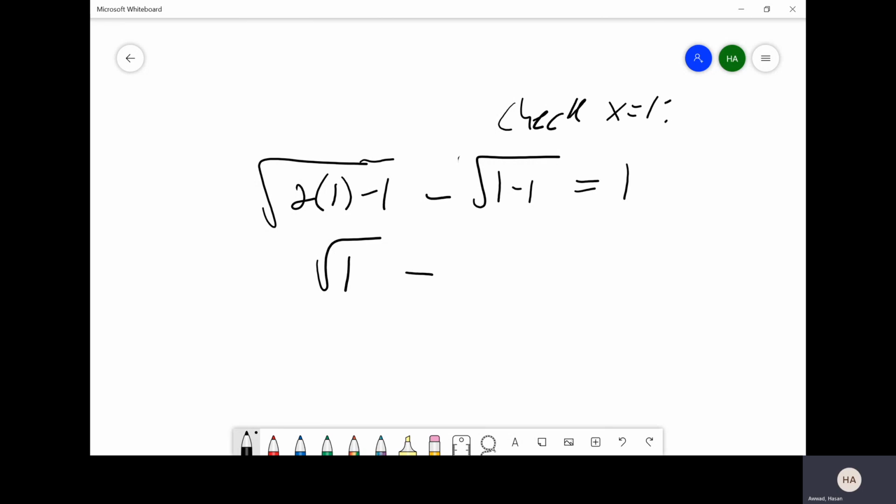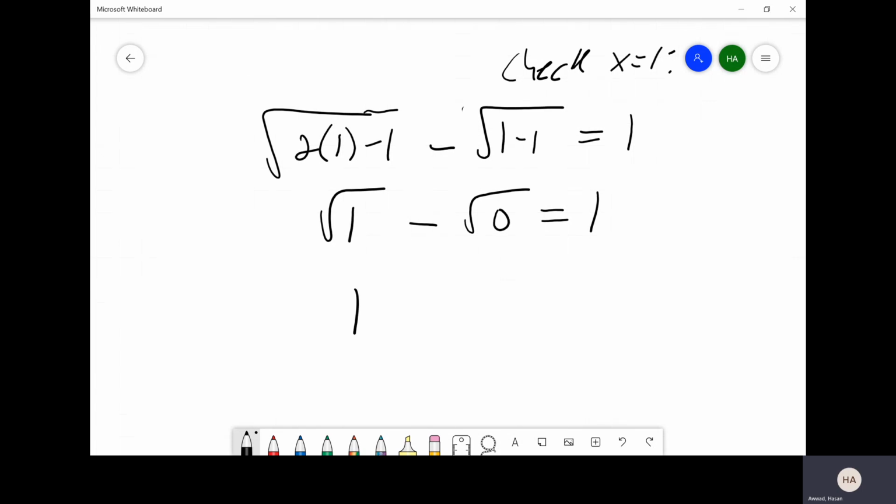Minus 1 minus 1 is 0, square root of 0. Okay, remember, when we take the square root of a number, when we're doing our checks here, we're not solving for a variable. We only care about the positive value. So square root of 1 is just 1. Minus square root of 0, well, square root of 0 is just 0. So 1 is equal to 1. Hooray! 1 is, in fact, a solution.